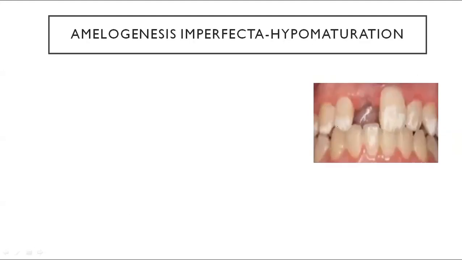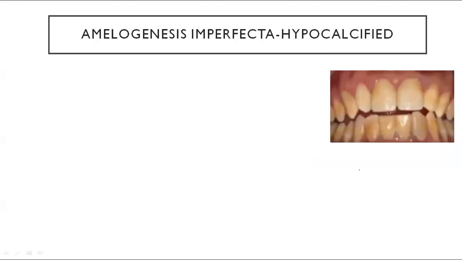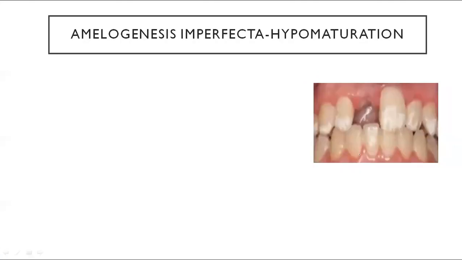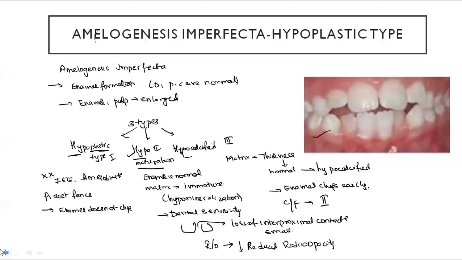So this is type 2. You can see that it is more yellowish, and still there is a whitish appearance. Hypomaturation means the matrix is not mature, it is immature. And this is hypocalcified. The main thing you can notice is that there is loss of interproximal contacts only in the hypomaturation type.